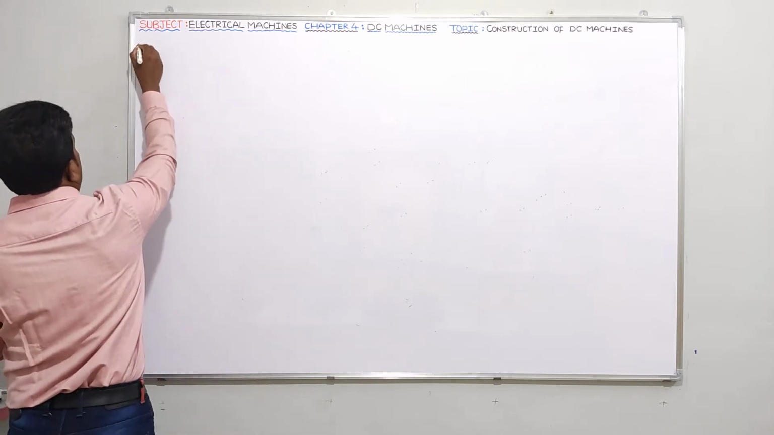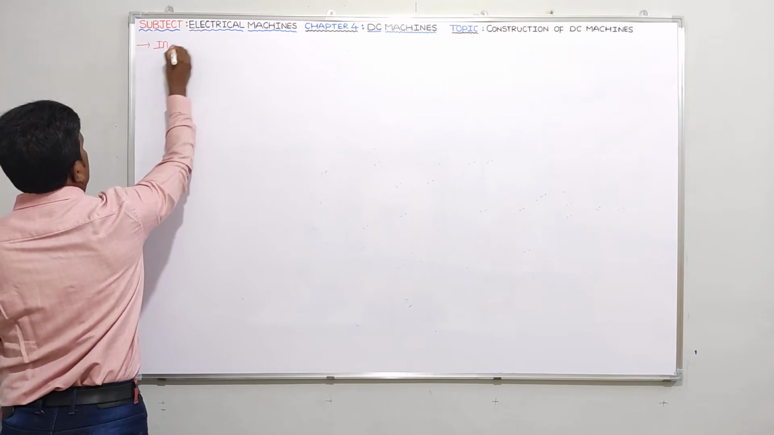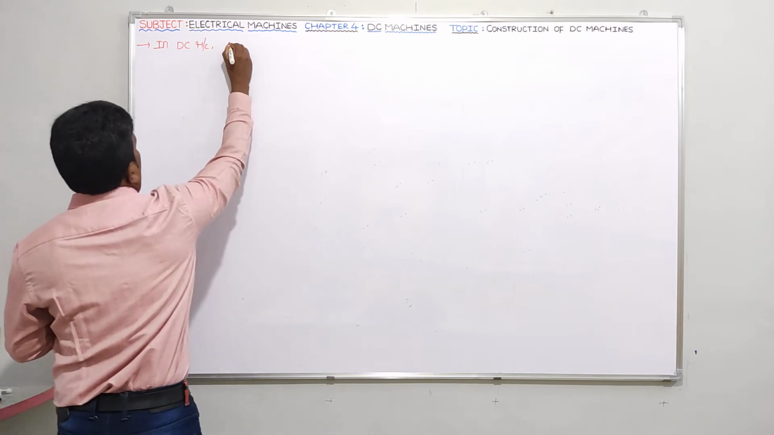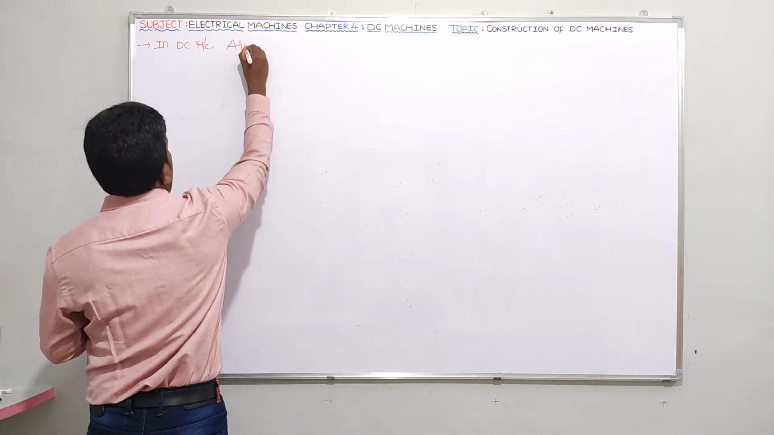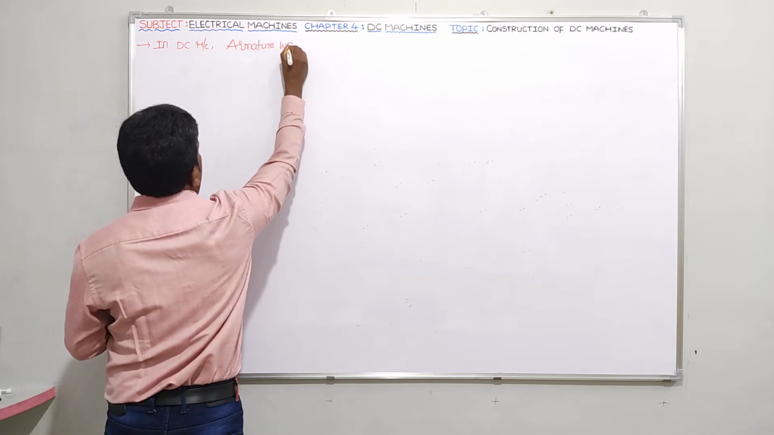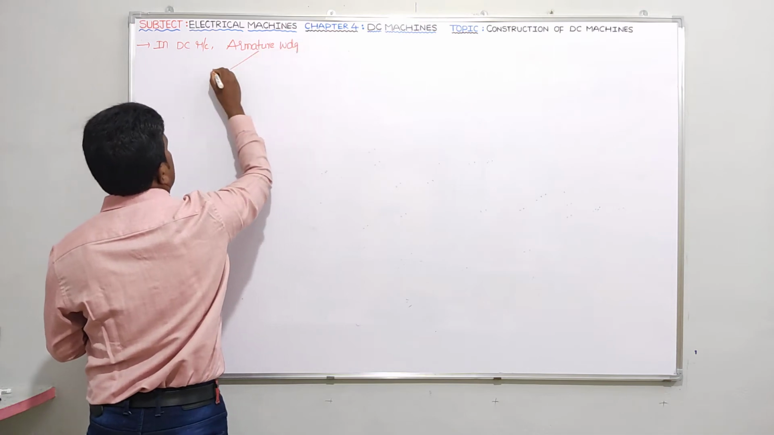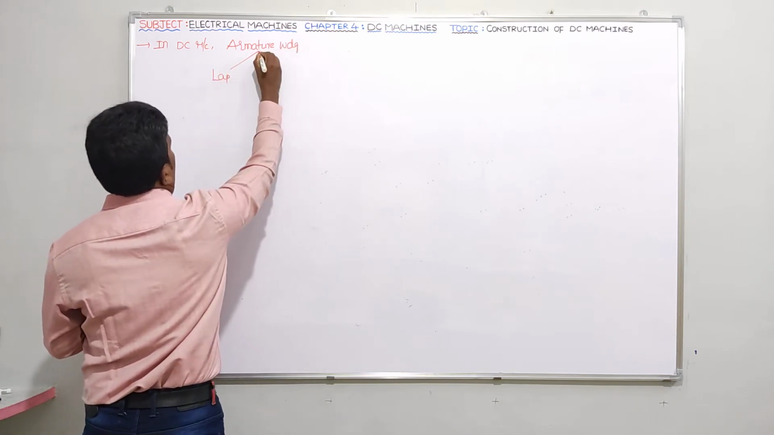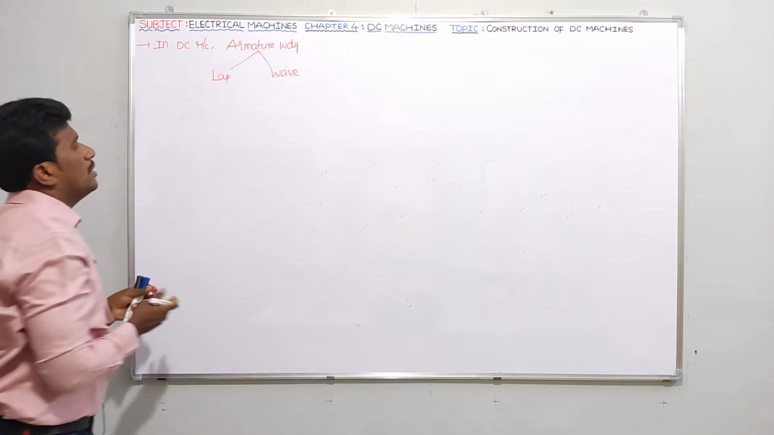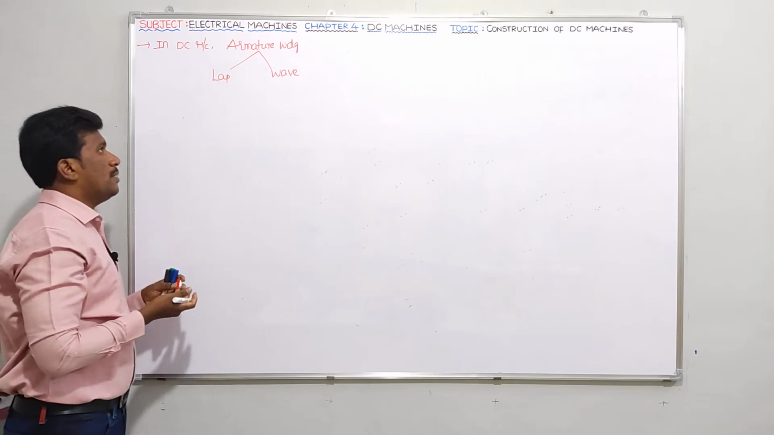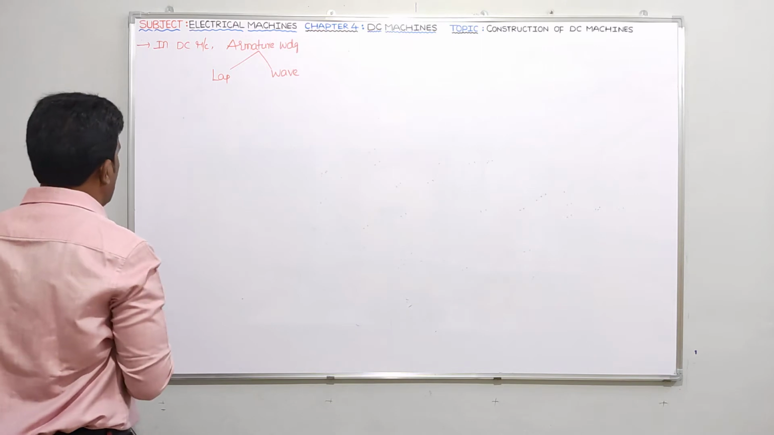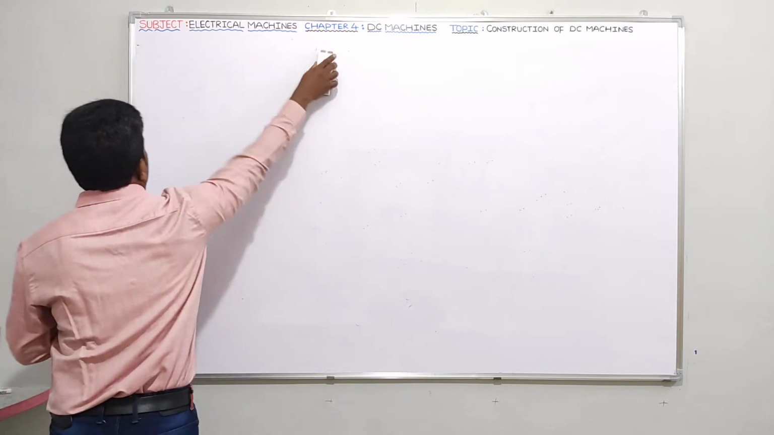In DC machine, armature winding may be lap winding, or it may be wave winding. Armature winding may be lap winding and armature winding may be wave winding. Okay. So first I am just going to explain lap winding here.